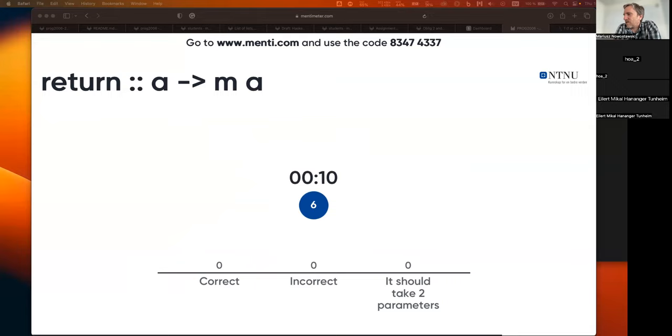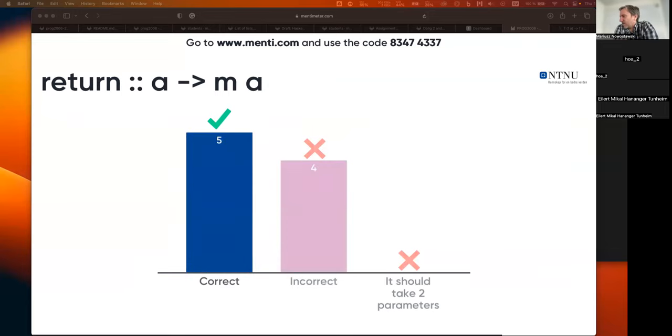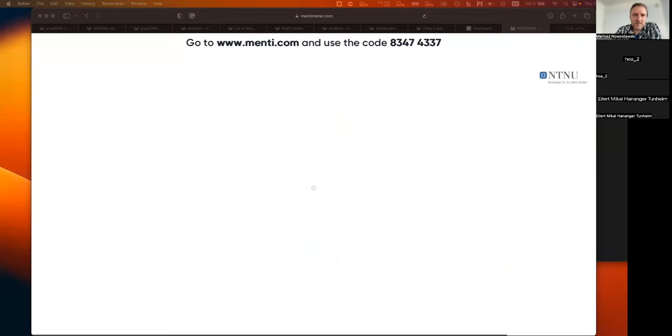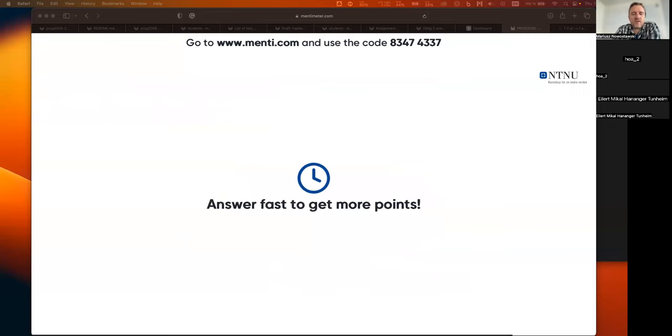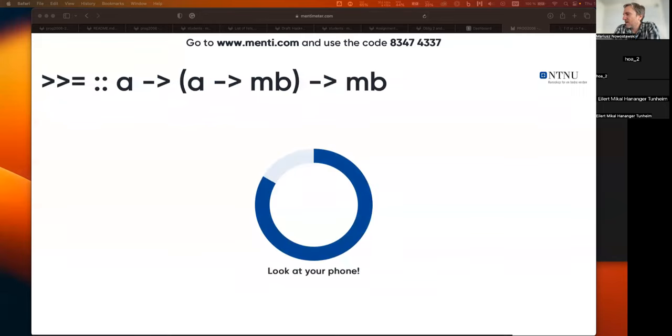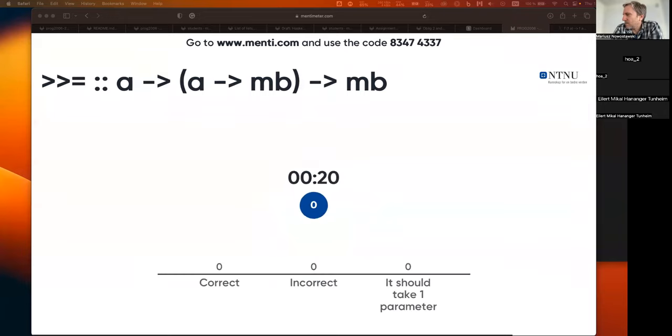Okay, is this one correct? Return is a function which takes A and returns MA for monads. Is that signature correct or not? Yes, it is correct. That's what return is. Okay, bind. A trick question. I normally don't have trick questions in the exams, but this one is a trick question. Is the signature for bind correct?